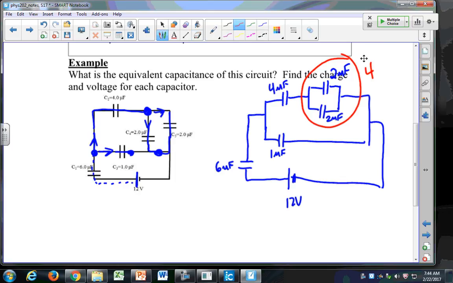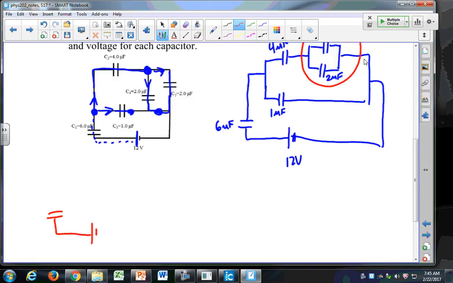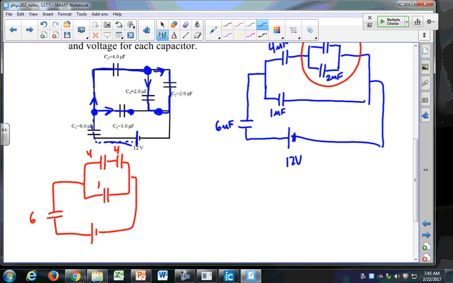And then I'm going to redraw the circuit. And this gets a little tedious, and you might find that you don't need to go through all these steps, but for now I'm going to do it. That's 6, 4, 4, 1. Now I'm going to combine these 2 capacitors, 1 over a quarter plus a quarter, that's equal to 2. I'll redraw it again.